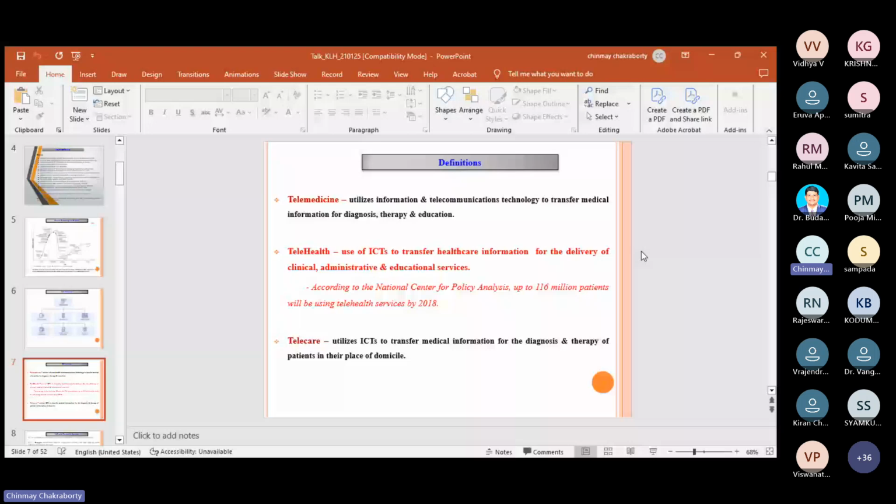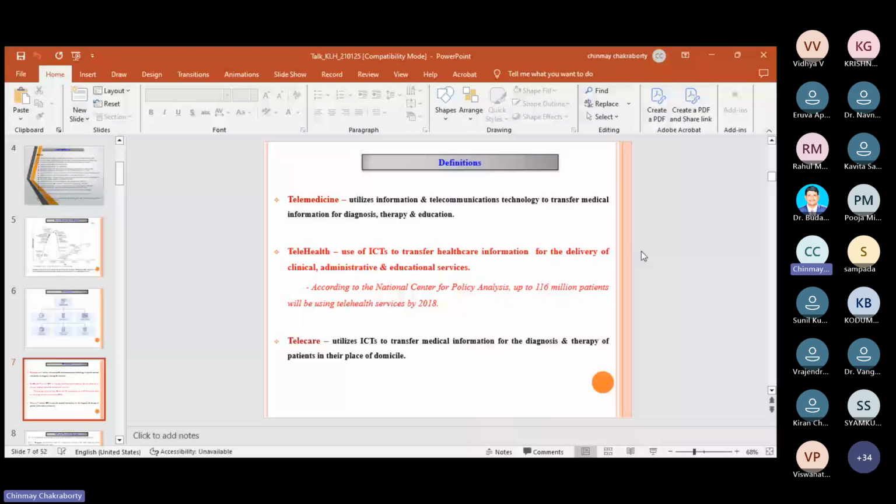Telemedicine utilizes information and telecommunication technology to transfer medical information for diagnosis, therapy, and education. And telehealth uses information and communication technology to transfer healthcare information for delivery of clinical, administrative, and educational services. According to the National Center for Policy Analysis, up to 116 million patients will be using telehealth services by 2024. Actually, I have wrongly mentioned 18.